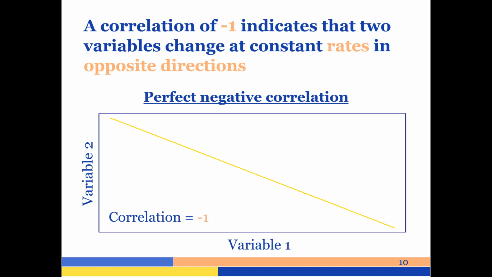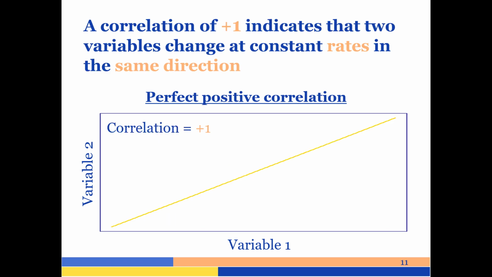Correlations range between -1 and 1, and perfect correlations occur at these two exact values. A perfect negative correlation of -1 means two variables are changing at the exact same rate in opposite directions, such as one increasing while the other decreases at constant rates. While a perfect positive correlation of 1 means two variables are changing at the exact same rate in the exact same direction, such as both increasing or decreasing at constant rates.